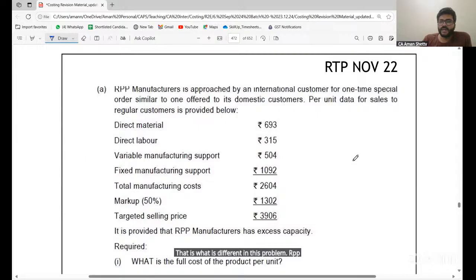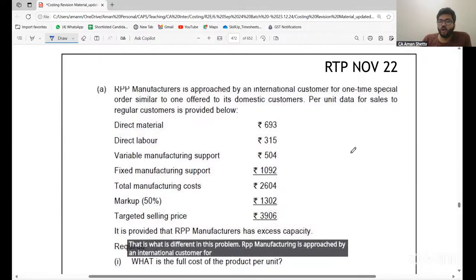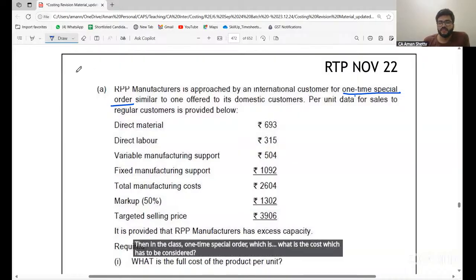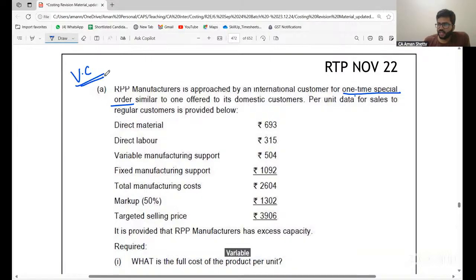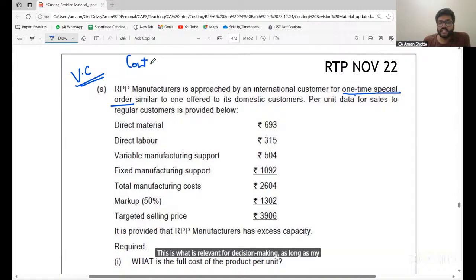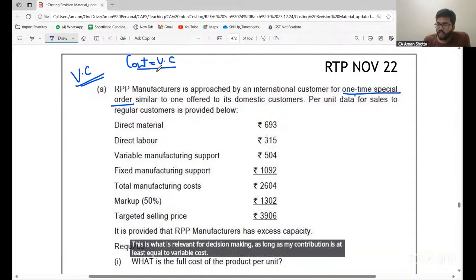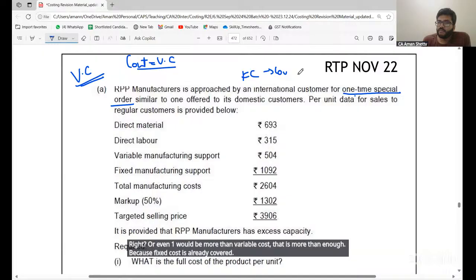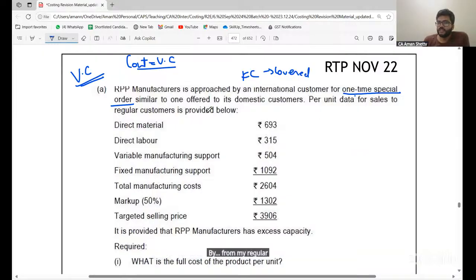An RPP manufacturer is approached by an international customer for a one-time special order. All of you look at this now. Whenever there is a one-time special order, what is relevant for decision making? Done in the class. One-time special order, which cost has to be considered? Variable cost. Yes, Kavana, correct. Any doubt? Variable cost has to be considered. Clear all of you? This is what is relevant for decision making as long as my contribution is at least equal to variable cost. Or even 1 rupee more than variable cost, that is more than enough. Because fixed cost is already covered from my regular sales. Clear all of you?